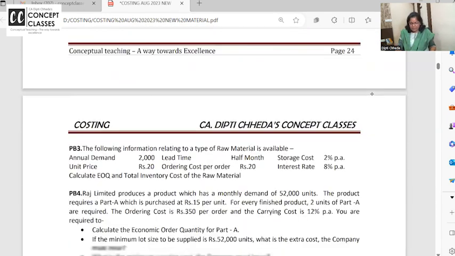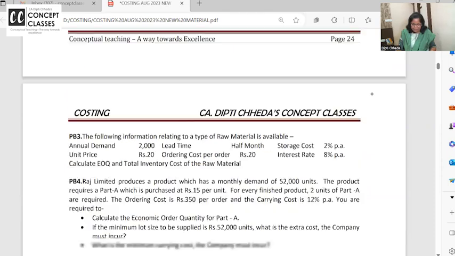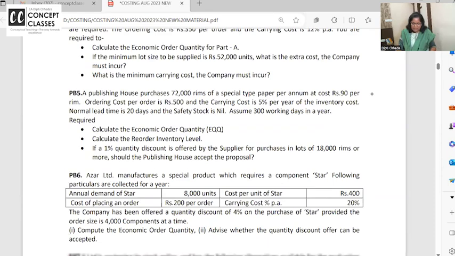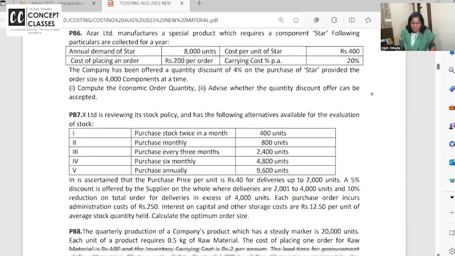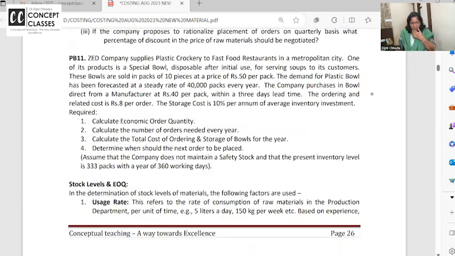Okay? Right. So I've completed the EOQ concept. If you have any doubt, ask me. Yes? And once we are done with EOQ, then we can go to the stock level concept.